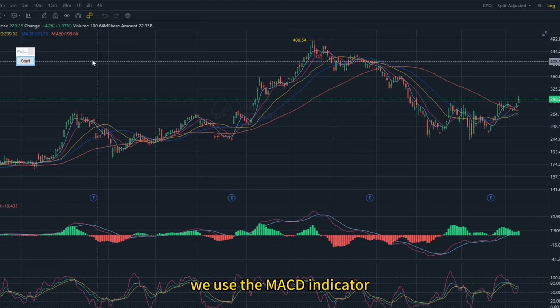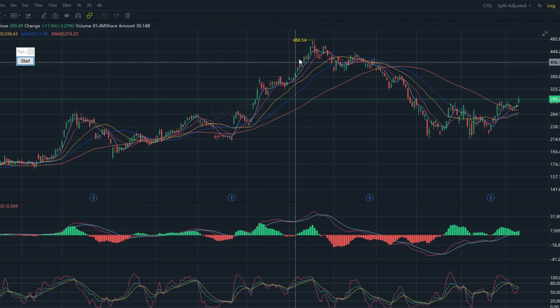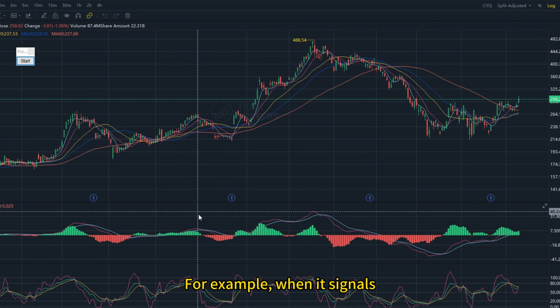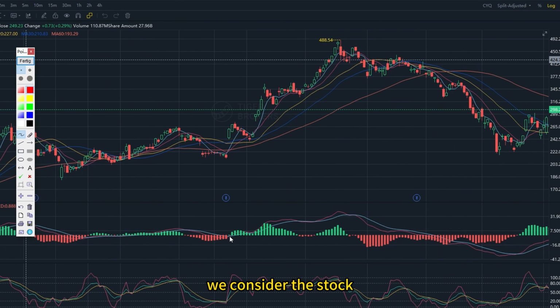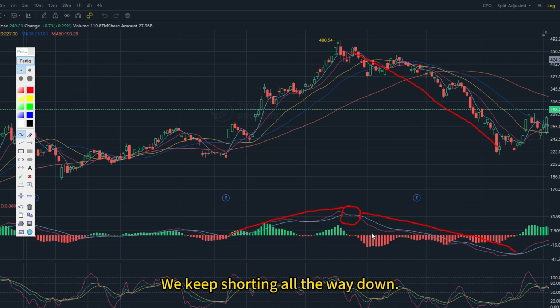First, on the daily chart, we use the MACD indicator to identify the current market trend. For example, when it signals a golden cross here, we consider the stock in a bullish trend on the daily chart. Conversely, when a death cross appears, it indicates that the stock is entering a downtrend correction on the daily chart. Downward trend. We keep shorting all the way down. No counter-trend longs. Only short the rebounds, short the bounces. Stick to this strategy until the trend reverses. Otherwise, we maintain this approach.